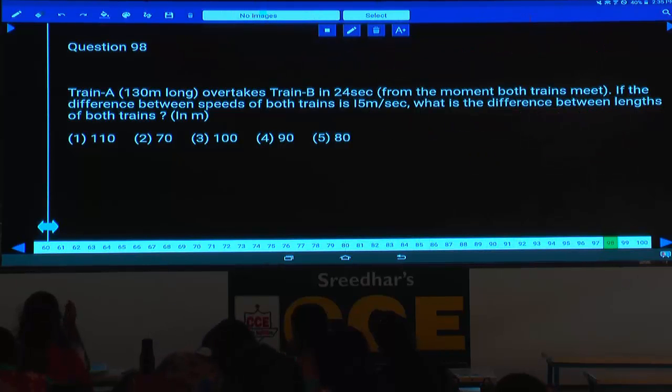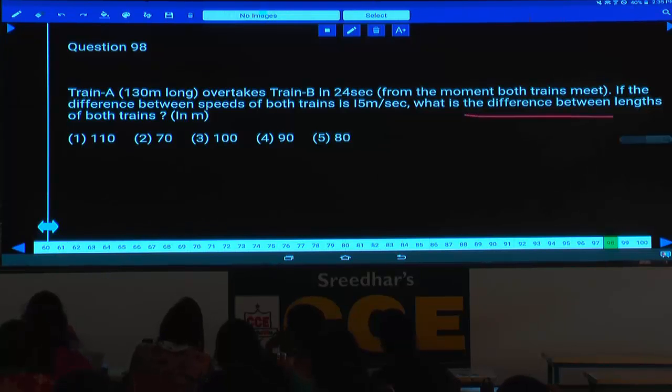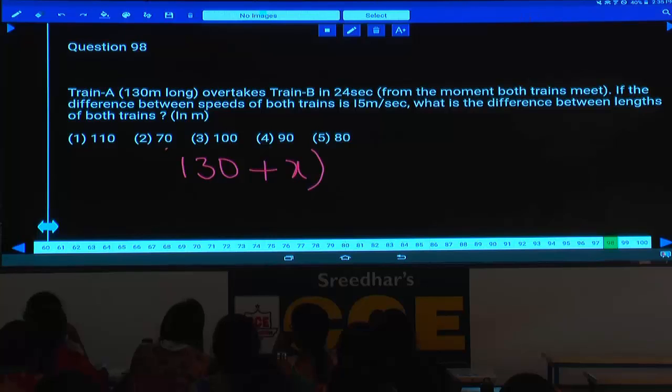Train A overtakes train B in 24 seconds from the moment both trains meet. If the difference between speeds of both trains is 15 meter per second, what is the difference between lengths of both the trains? Train A length is 130. If a train crosses another train, distance traveled will be equal to train length plus other train length. Distance is equal to speed into time. Time taken was 24 seconds.